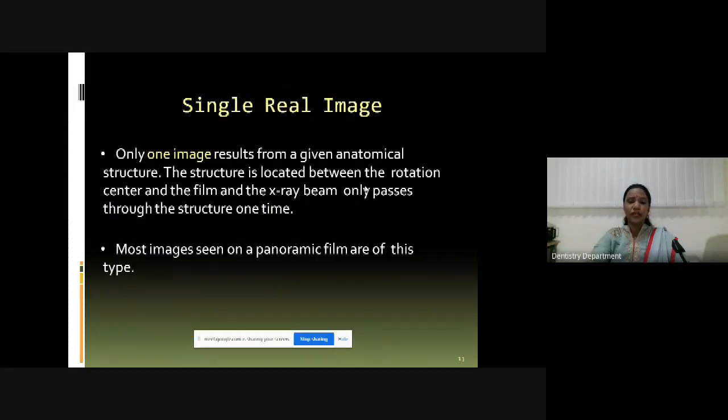Let's see what a real image is. Only one image results from a given anatomical structure, that is, the X-ray passes through the structure only once. Most images seen on panoramic films are of this type, for example the mandible or the condyle.